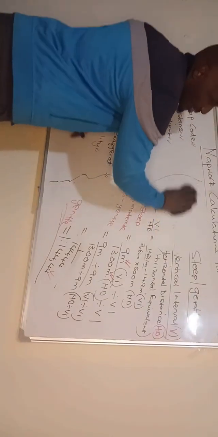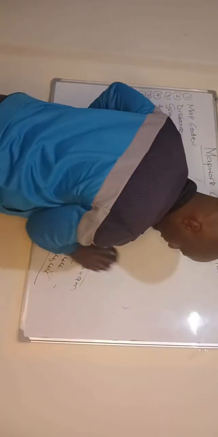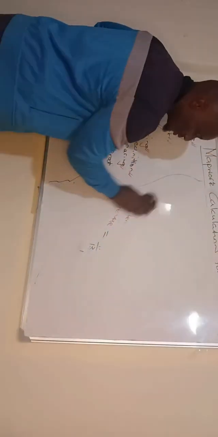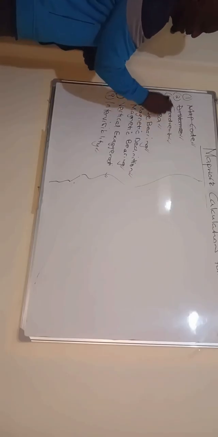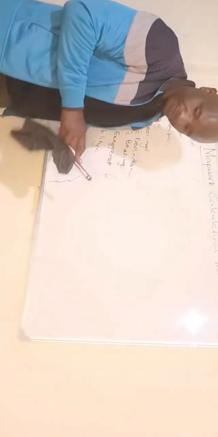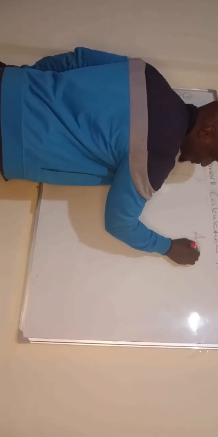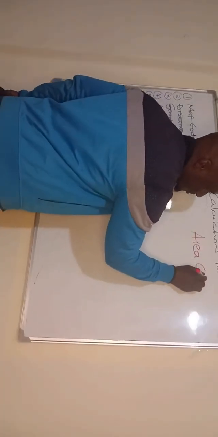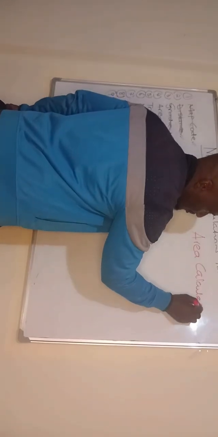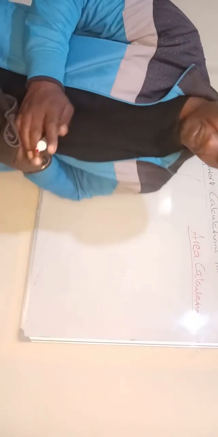So this is your gradient. We are moving on now to the next. We have done map code, we have done distance, we have done gradient. We are moving on to area calculation. The first thing on your question paper, they usually give you this formula for area.